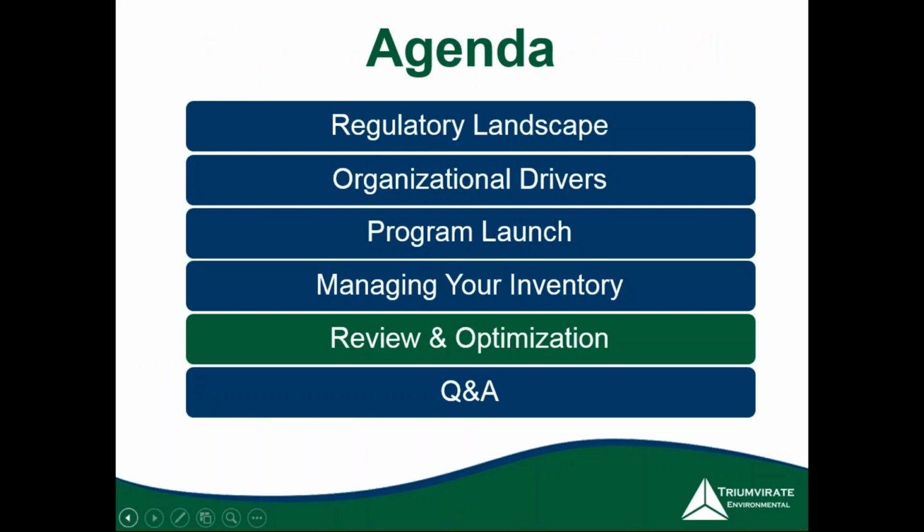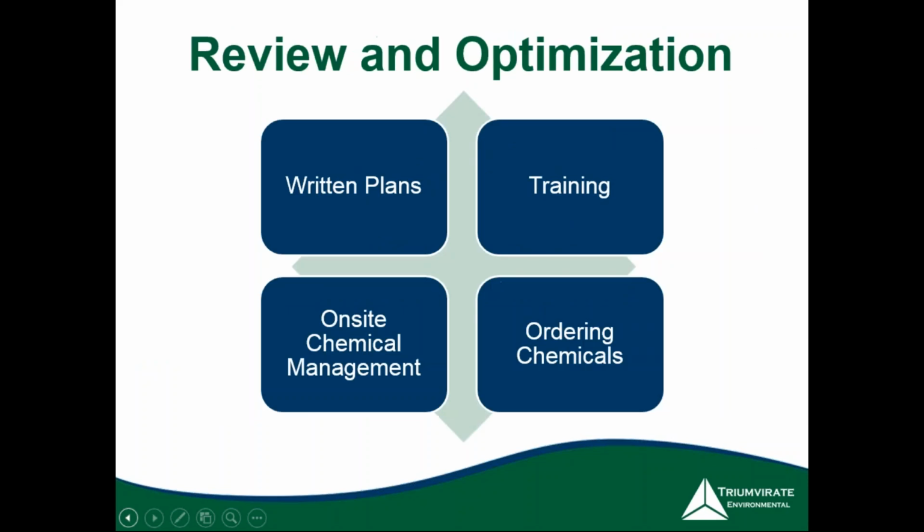So reviewing and optimizing of your program. The review and optimization really consists of your written plans, your training, your on-site chemical management, and the ordering of chemicals. They're all kind of intertwined, but it's really important that as you go through and do your reconciliations, or just doing your chemical inventory as you go, as chemicals are coming in or leaving, you're going to discover a lot of inefficiencies in the program.